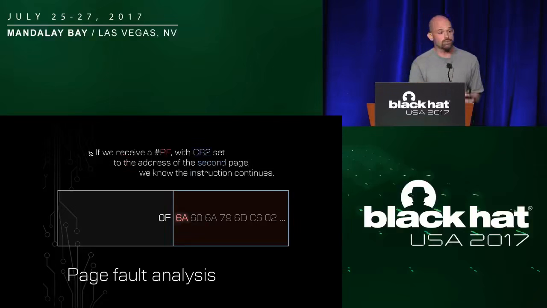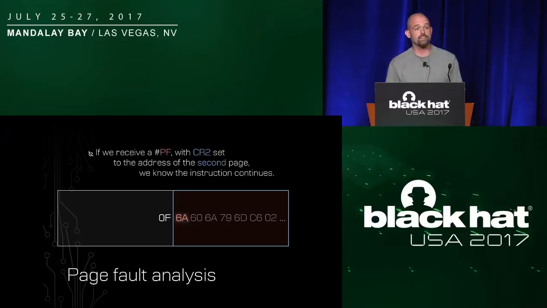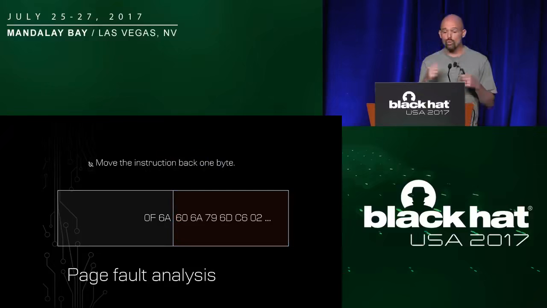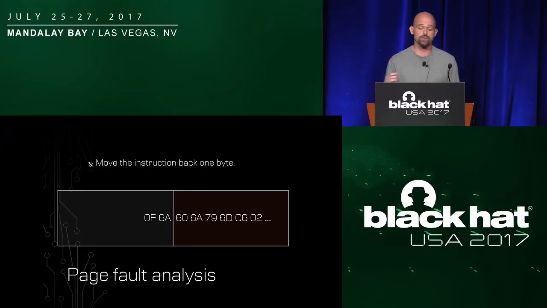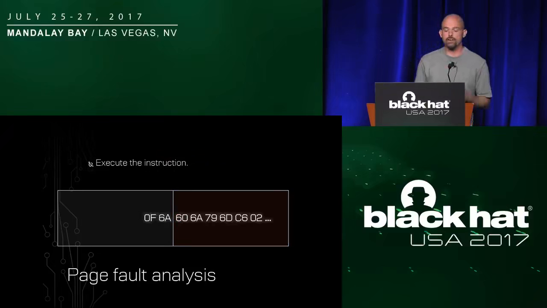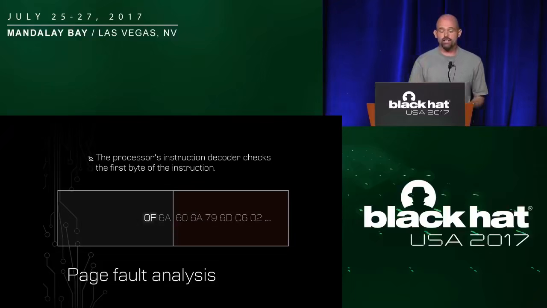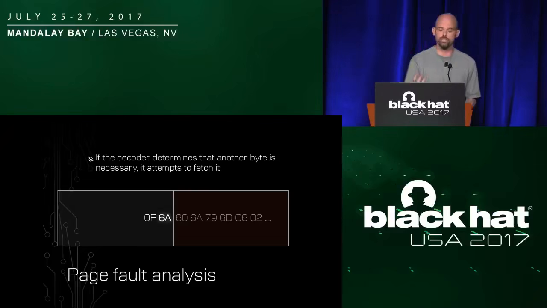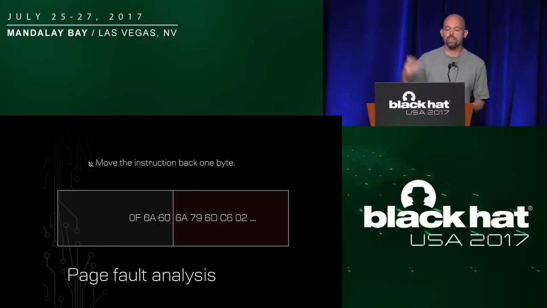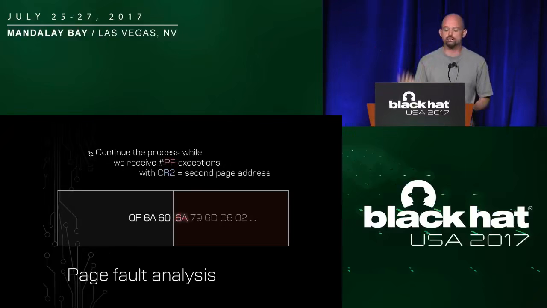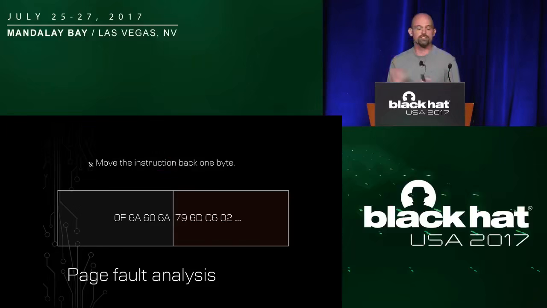If we receive that page fault exception with CR2 pointing to the second page in memory, we know that our instruction is longer than just that 0F. So we move the whole instruction back a byte and repeat the process. Execute the instruction. The decoder is going to look at that 0F and say, I need another byte. Now it can successfully fetch the 6A since it's in an executable page. It's going to realize I still need more bytes for this instruction to be complete. So it's going to try to fetch the next byte. Now we get the page fault exception again. Move the instruction back a byte and just continue this process. As long as we're getting page faults with CR2 set to the address of the second page, continue this process.